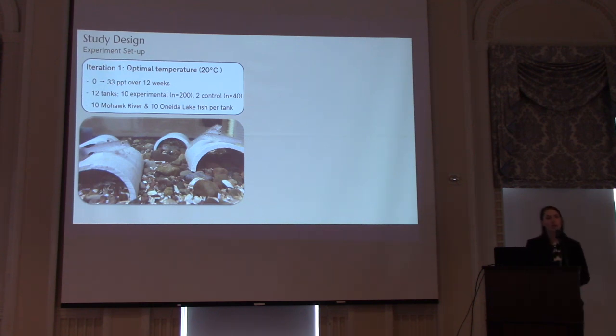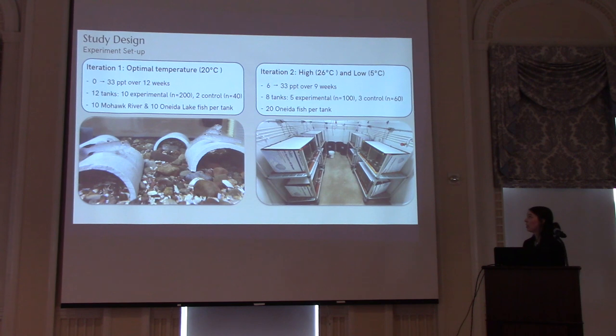The salinity levels in tanks were increased 3 parts per thousand every week, and I used 10 Mohawk gobies and 10 Oneida gobies in one tank, separated by a plastic divider to keep those fish from the two water bodies separated.